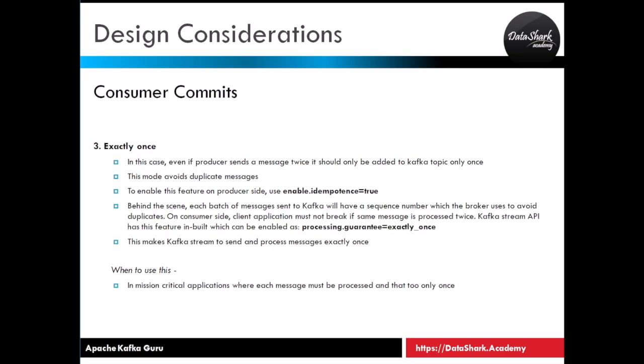In the Kafka Stream API, which I think is part of Kafka version 10, you have this feature inbuilt. All right. So this makes Kafka Stream send and process messages exactly once. If you want to do it manually on your own, it's very hard because your whole system needs to work in coordination with each and every component. Okay. When to use this kind of setting? In mission critical applications basically, where each message must be processed only once.